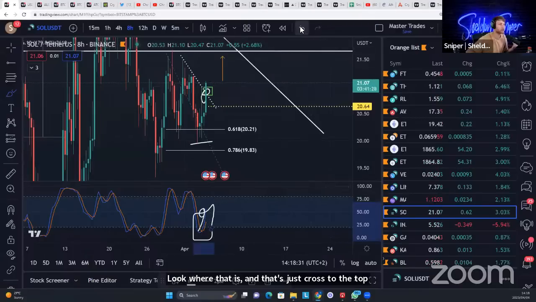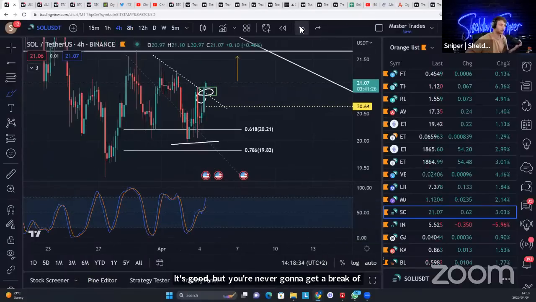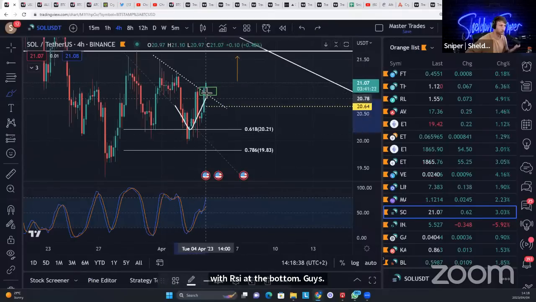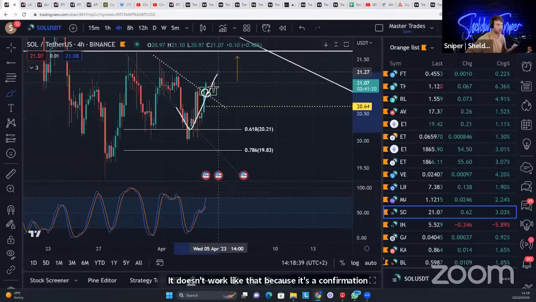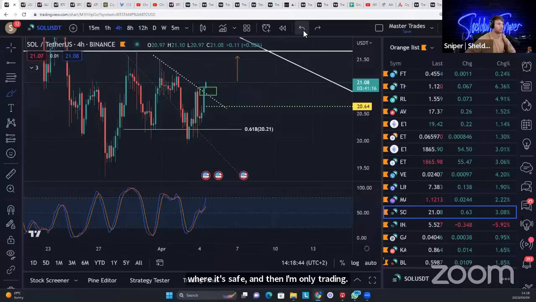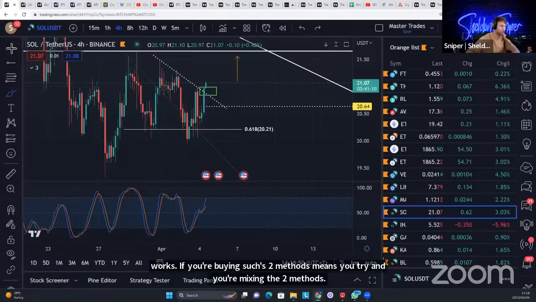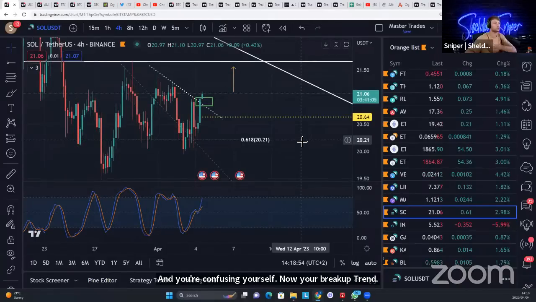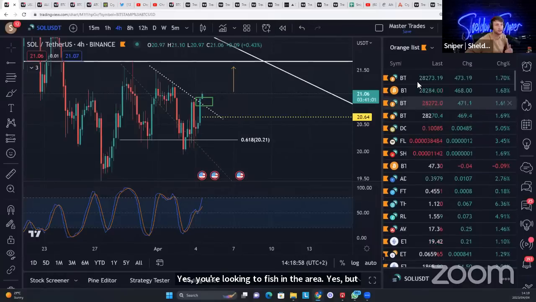But you're never going to get a break of trend with RSI at the bottom, guys. It doesn't work like that because it's a confirmation. You're allowing the market to bounce first, show me where it's safe, and then I'm only trading. So just remember that and understand how that actually works. If you're mixing the two methods, you're confusing yourself. If you're break of trend, yes, you're looking to fish in the area, but ultimately the RSI is going to be higher. It's definitely going to be higher.